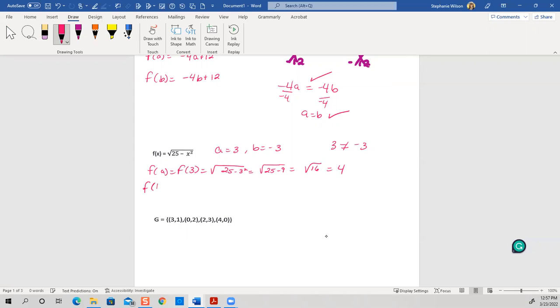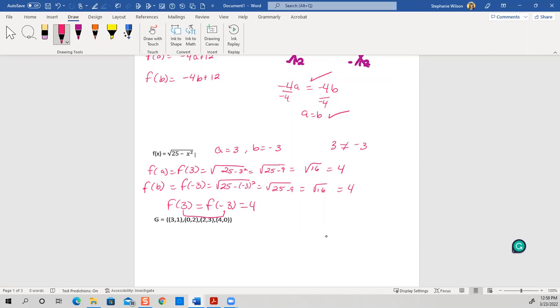Now let's plug in for B. We said it's going to be negative 3. If I plug in negative 3, I square that, and it gives me the same thing, 25 minus 9, which is 16, which is equal to 4. So now we're saying that F of 3 equals F of negative 3, which equals 4. By definition, F is not a one-to-one function because of these two opposite values.